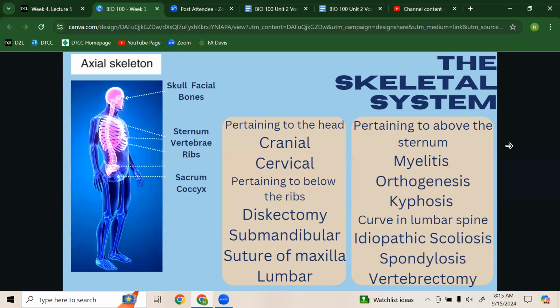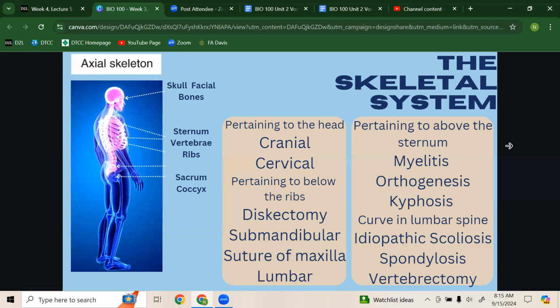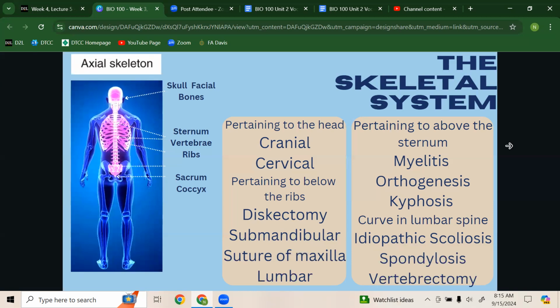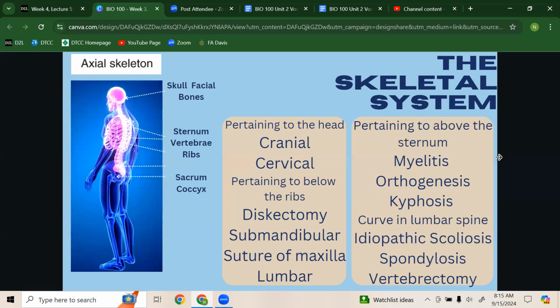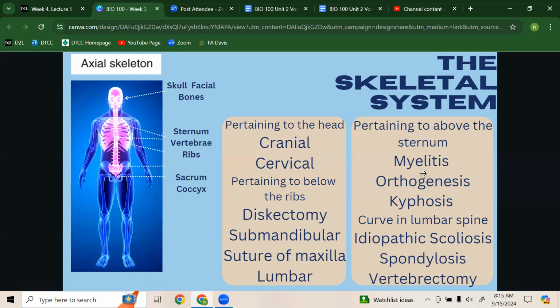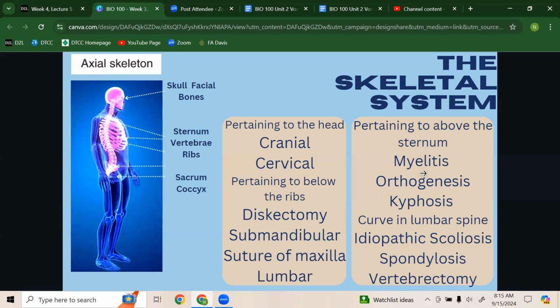Myelitis. So itis we've seen a lot of times. Remember, that is our suffix for inflammation. So this is inflammation of what? Myel is a new word root for us, and that is going to be our spinal cord. So myelitis.